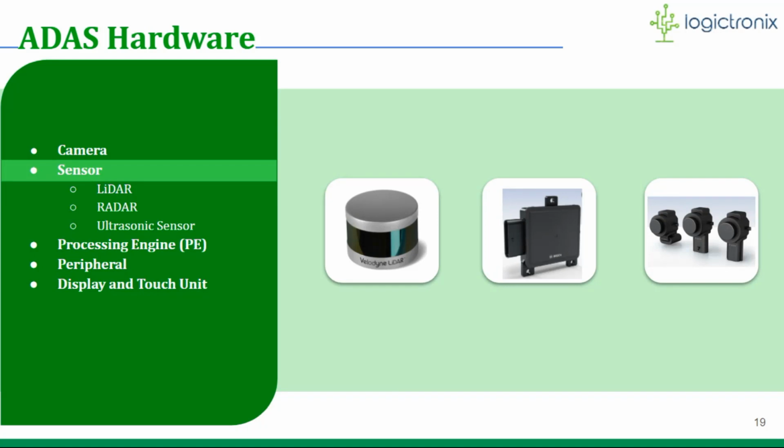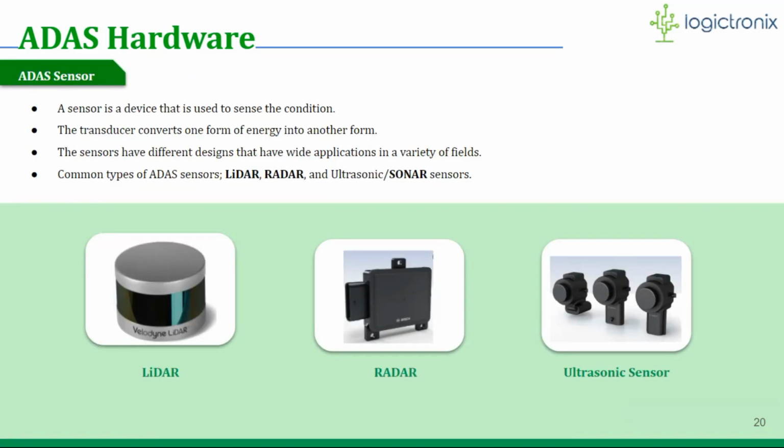Okay, let's move to sensors. So sensors include LiDAR, radar, and ultrasonic sensors. A sensor, as we all know, is a device that is used to sense a condition. It consists of an underlying transducer that converts one form of energy into another form. Sensors have different designs that have wide application in a variety of fields. In the automobile industry, the most adopted sensors are LiDAR, radar, and ultrasonic or sonar sensors. Let's have brief information about the sensors.